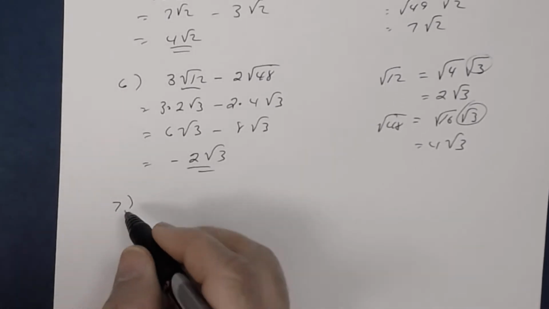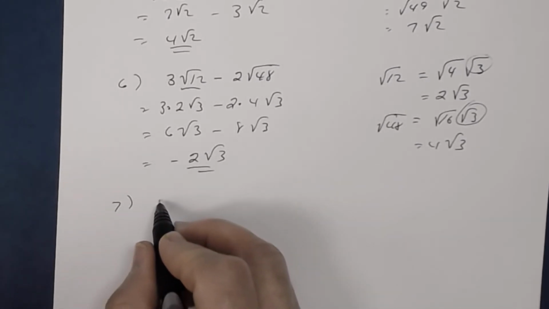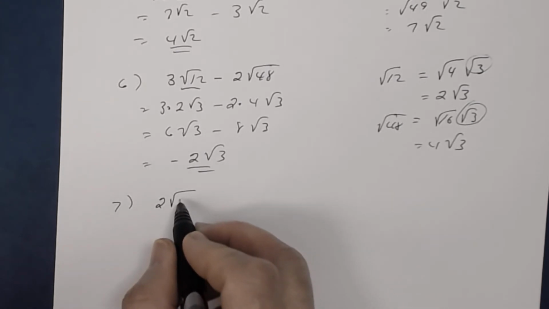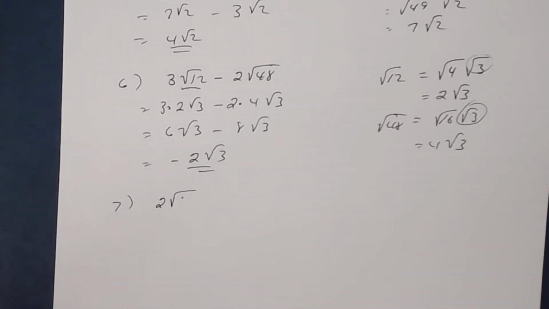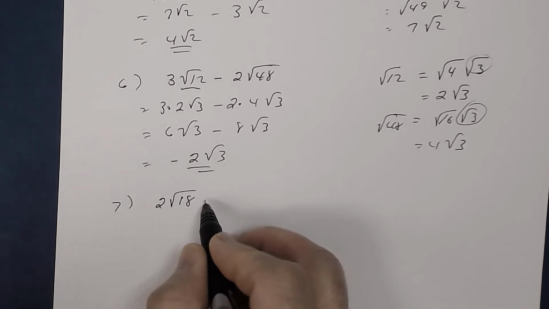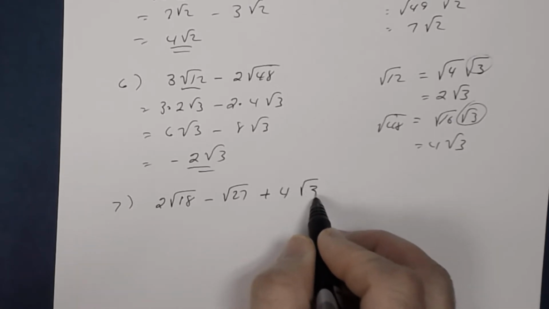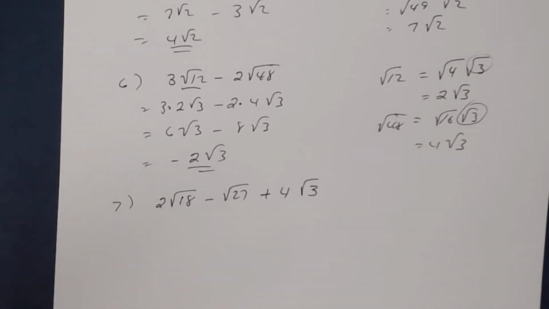Okay, number 7. So number 7, suppose you had 2 times the square root of 18 minus the square root of 27 plus 4 square root of 3. Okay? So 2 square root of 18 minus the square root of 27 plus 4 square root of 3.